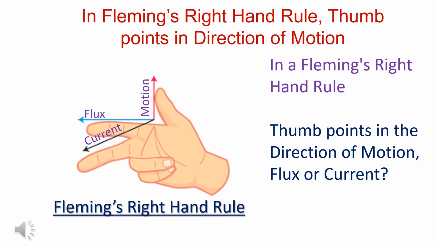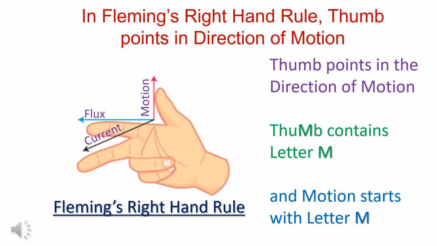In Fleming's right-hand rule, the thumb points in the direction of motion, flux or current? Thumb points in the direction of motion. Thumb contains the letter M and motion starts with the letter M.